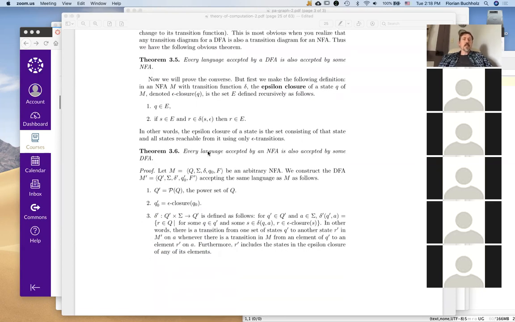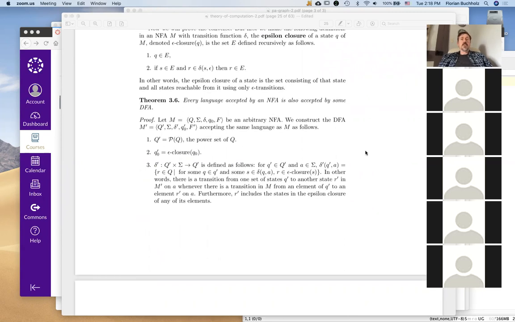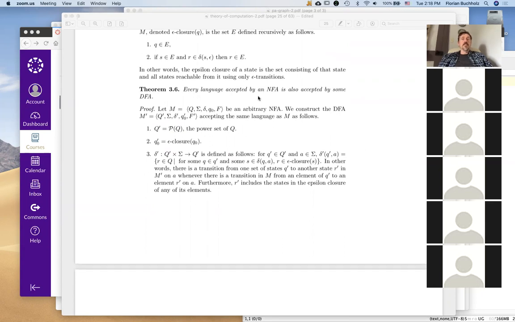But then we talked about epsilon closure a little bit, and that was the last thing we did. But today we're now going to show that every language accepted by a non-deterministic finite automaton is also accepted by a deterministic one. And that is not obvious at all. So essentially, we're going to show that you can always construct a deterministic finite automaton when you are given a non-deterministic one.